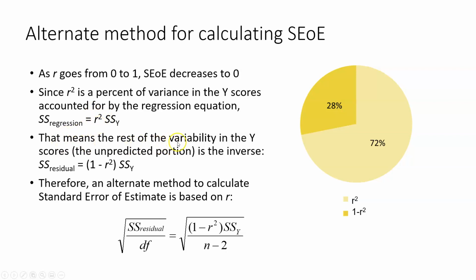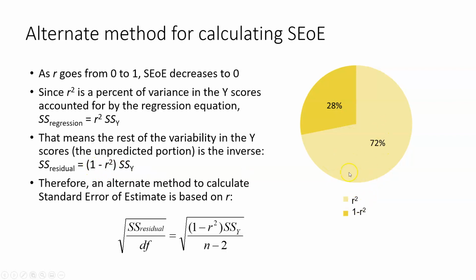That means that the rest of the variability in that variable y, in other words, the unpredicted portion, is the inverse. It's 1 minus R squared times sum of squares y. So the sum of squares residual, the stuff we didn't account for, the error, the leftover residual variability, is everything else that's not R squared.